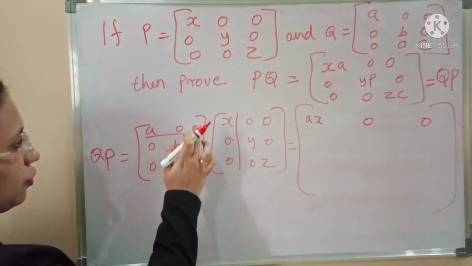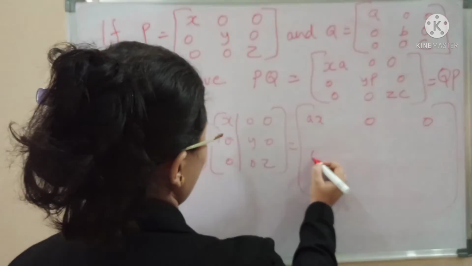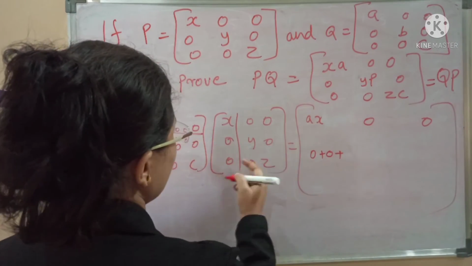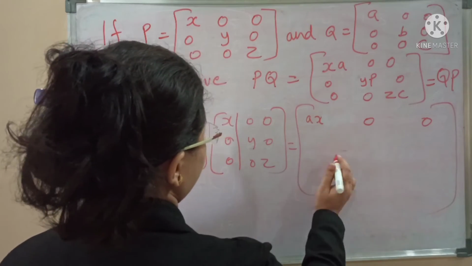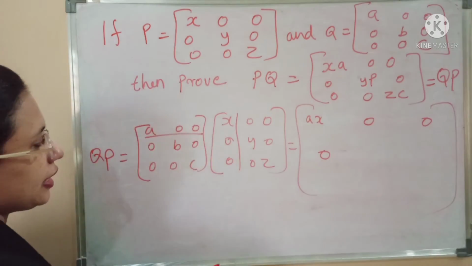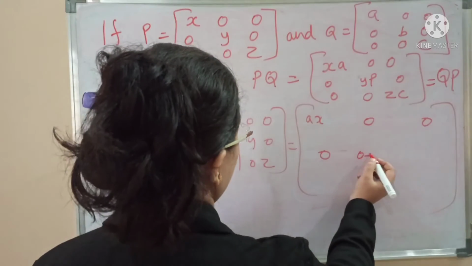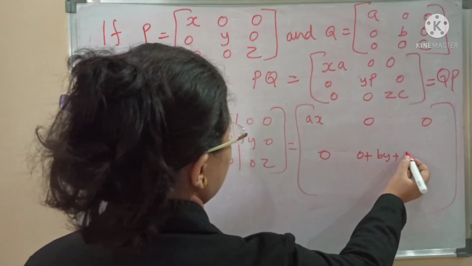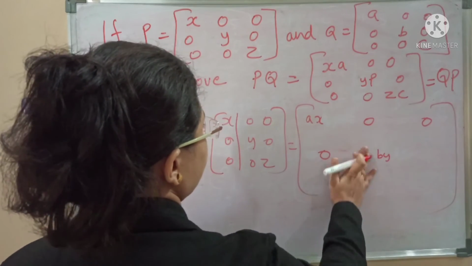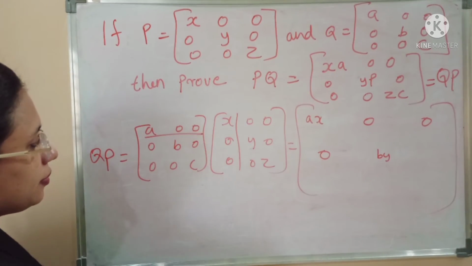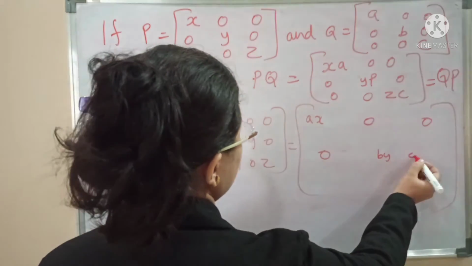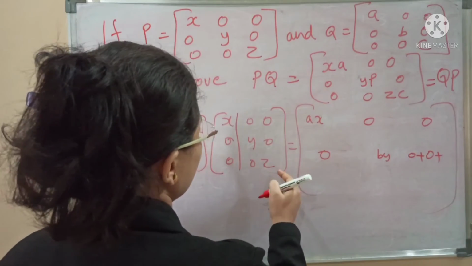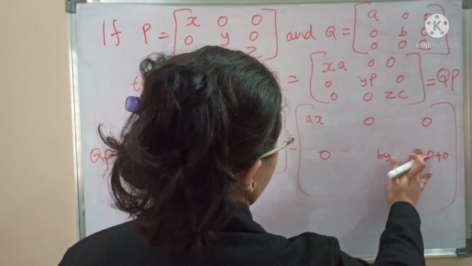Okay. Second row, first column: 0 into x plus b into 0 plus 0 into 0. Second row, second column: 0 into 0 plus b into y, by, plus 0 into 0. Again, 0 into 0 plus b into 0 plus 0 into z.